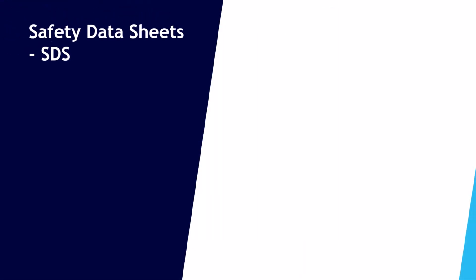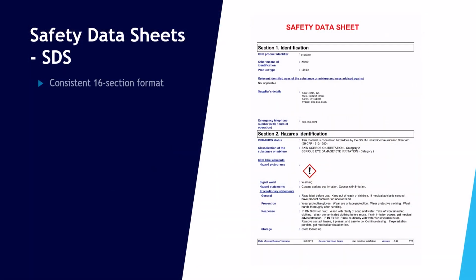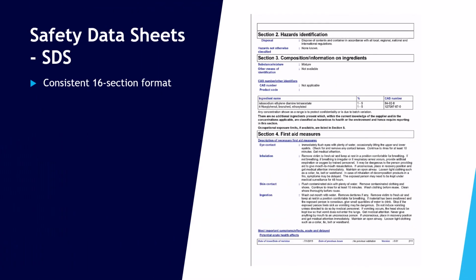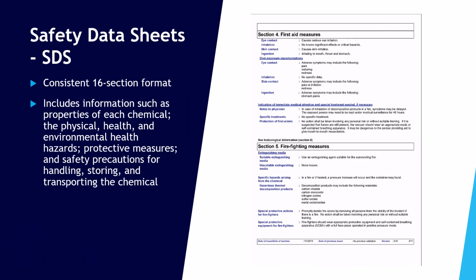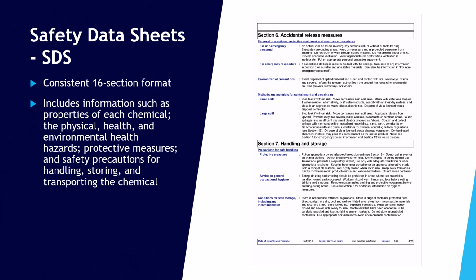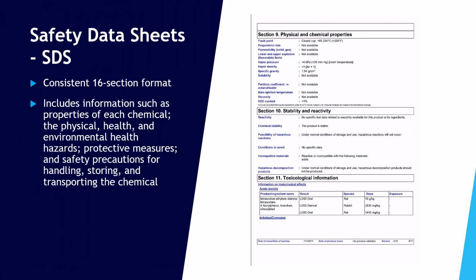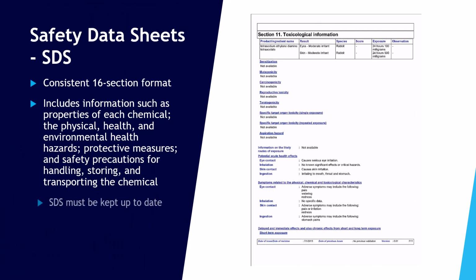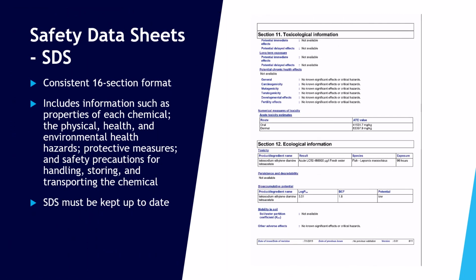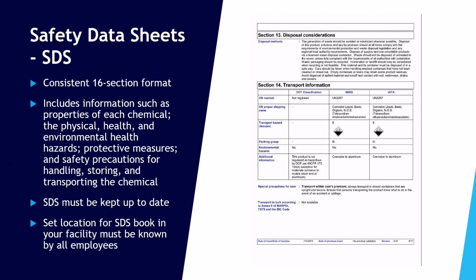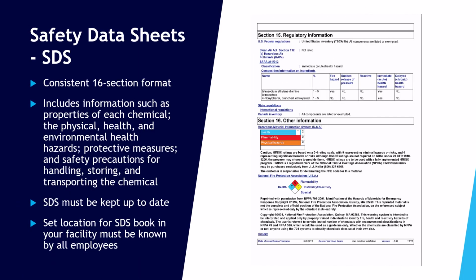Safety data sheets, SDS. Safety data sheets replaced MSDS sheets back in 2013, with a consistent 16-section format. They include information on properties of each chemical, physical and health hazards, environmental hazards, protective measures, handling and storage. SDS must be kept up to date, and the booklets should be in a place where all employees know where to go to find them.